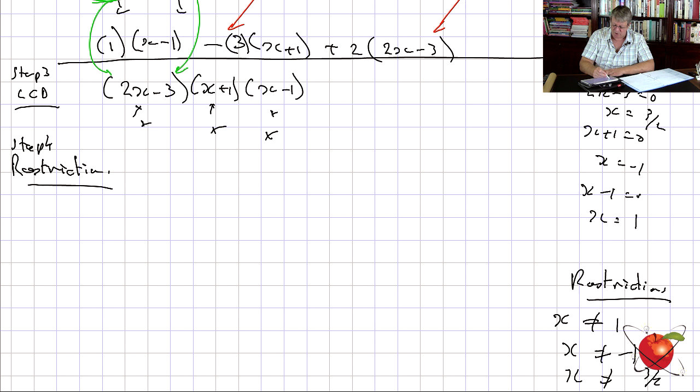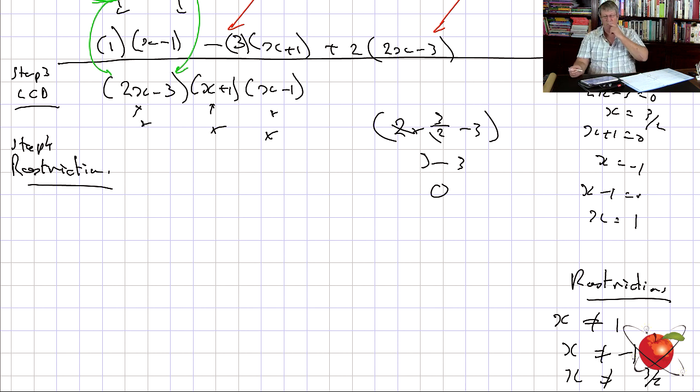Because if x was 3 over 2, what would we get? We would get 2 times 3 over 2 minus 3, which cancels, 3 minus 3 is 0, and we're not allowed to have that, right? So that's what we did at those points there. Now we've got our restrictions. There's our block. We're going to carry on working now.